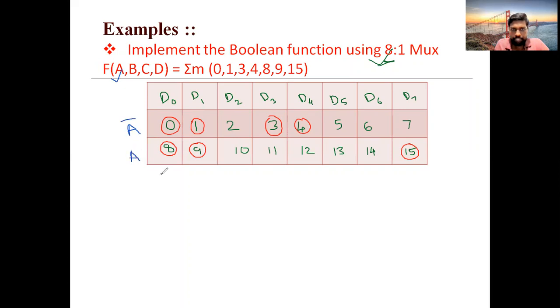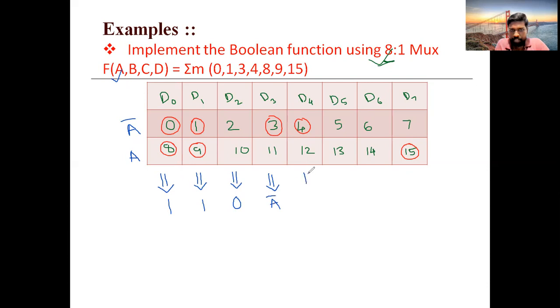Now write down the answers. What is the answer for D0? Both are rounded, means 1. And what is the answer for D1? Both are rounded, means 1. And what is the answer for D2? No one is rounded, so 0. And what is the answer for D3? Only 1 is rounded. So take the answer for the rounded one. So it is A bar.